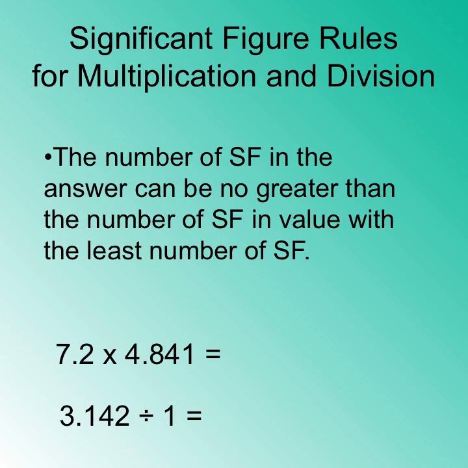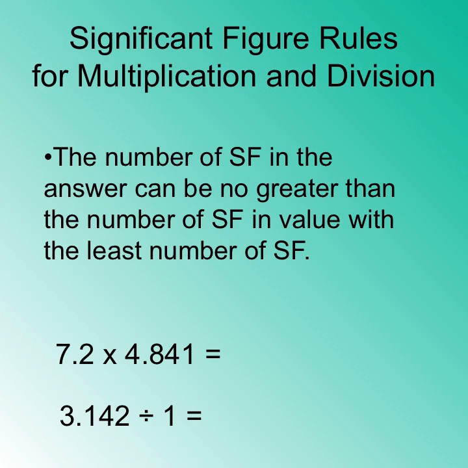When I take 3.142 and divide by 1, can you do that one in your head? I need to pay attention to the fact that 1 has only 1 significant figure. Therefore, my answer can have only 1 significant figure. So before I do any rounding, my answer is 3.142. And when I round appropriately to only 1 significant figure, my answer is 3.